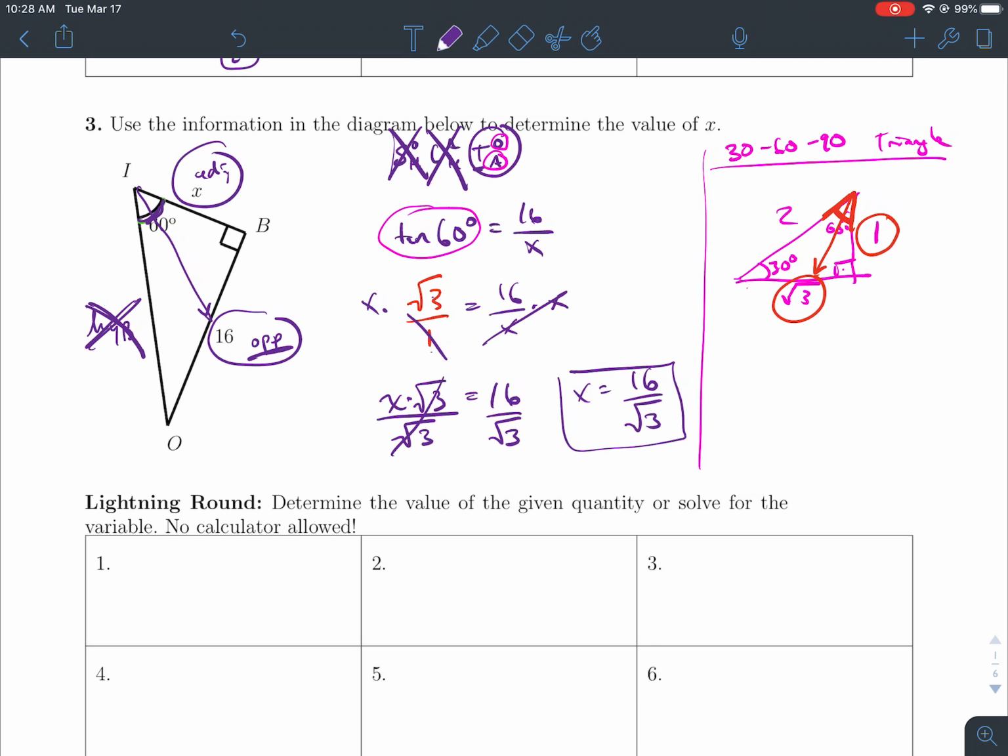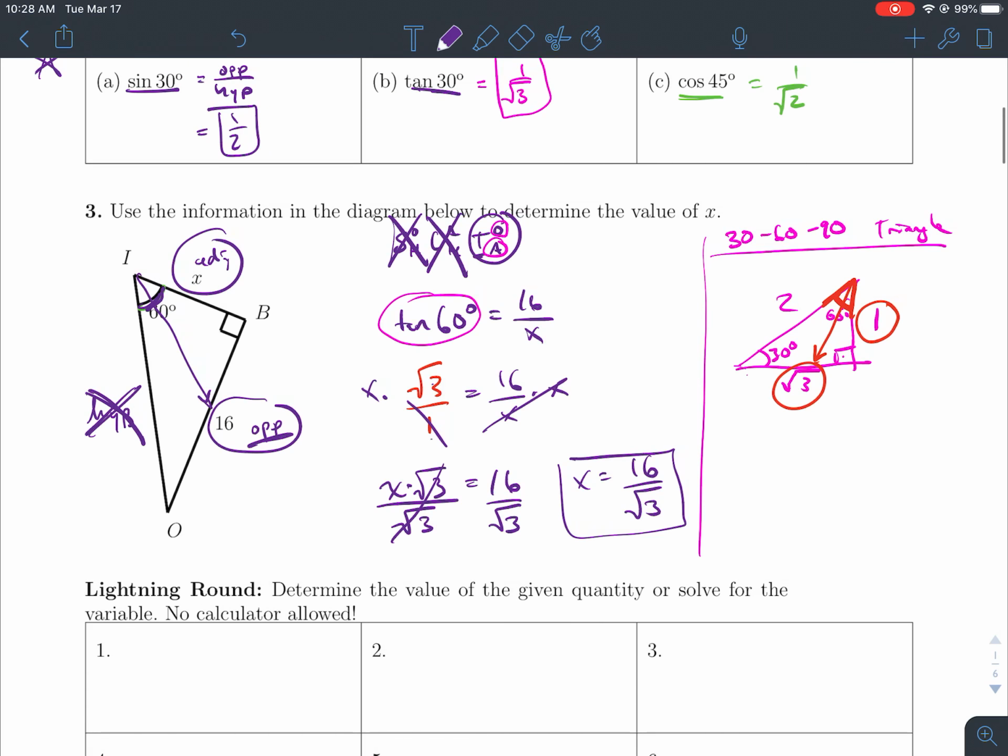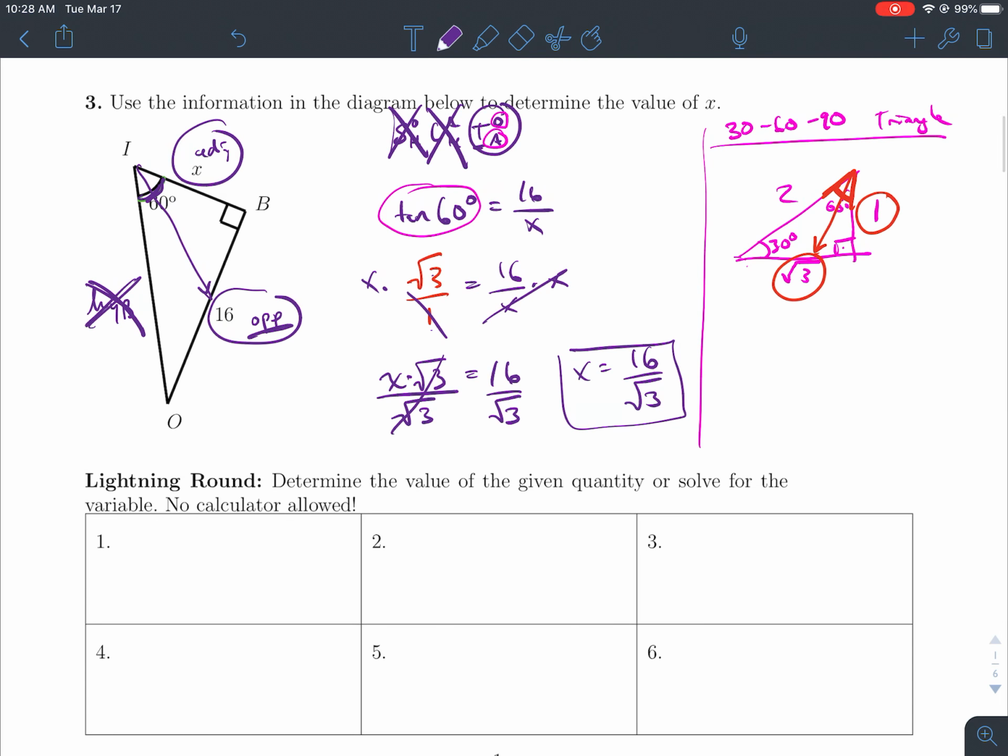Alright, so if you had any questions up till this point, you should pause, rewind the video, and see if you can answer your questions, because we're going on to a lightning round.